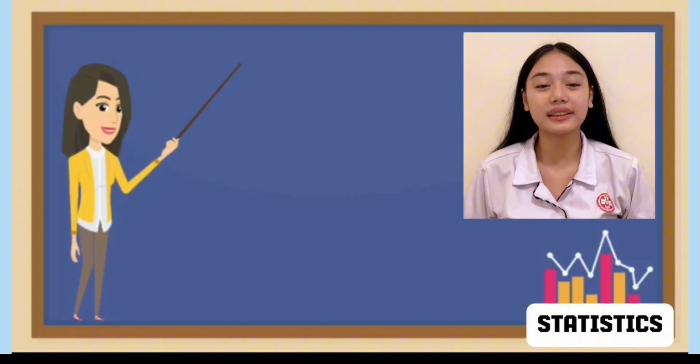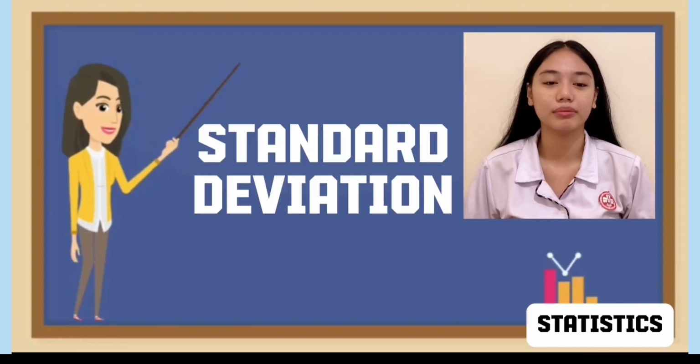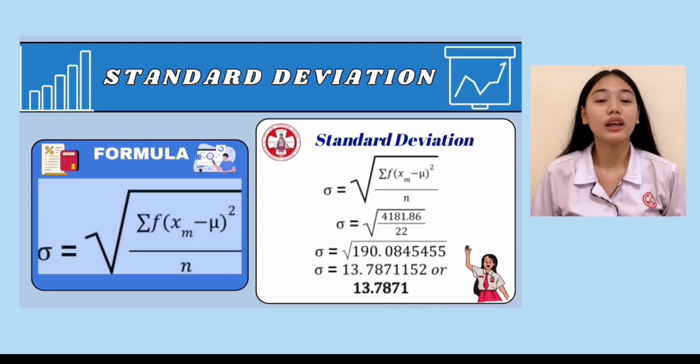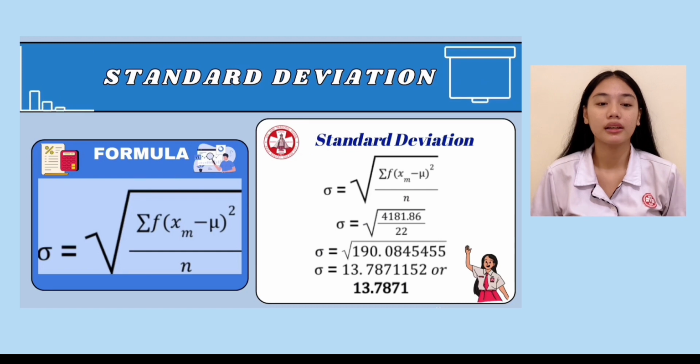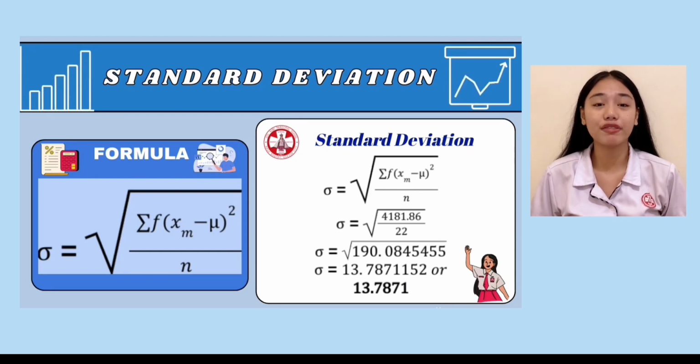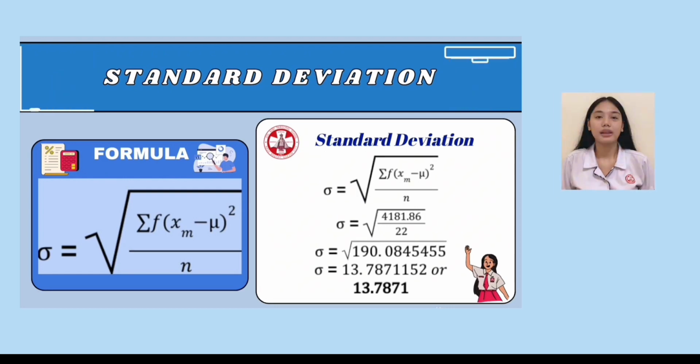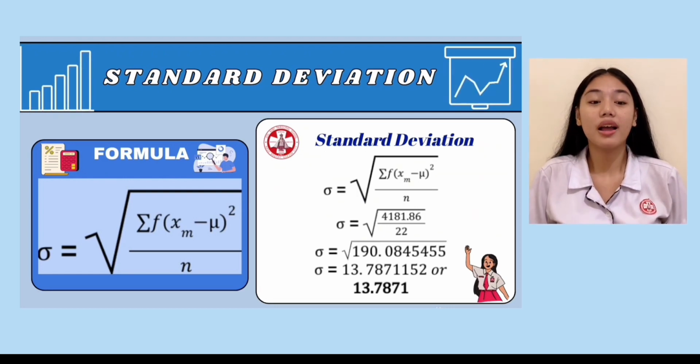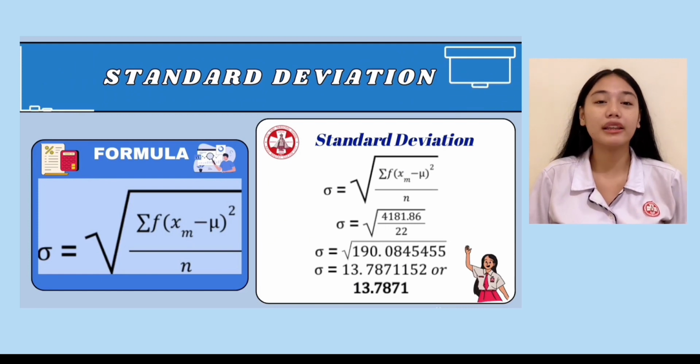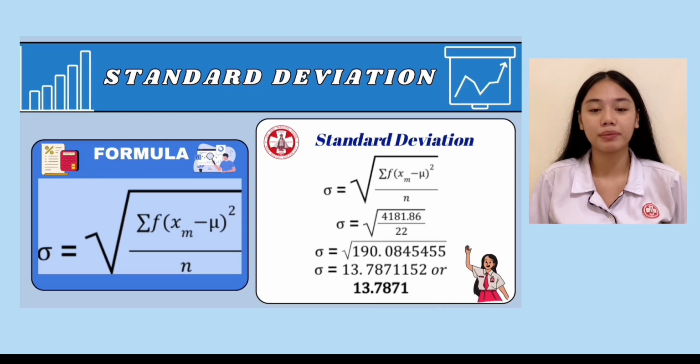Now, let's calculate the standard deviation of our data. To calculate, use the statistical formula for computing the standard deviation. The formula is standard deviation equals the square root of the summation of f times (xm minus mu) squared over the total number of frequencies. In our data, the summation of f times (xm minus mu) squared is 3,945.92 and the value of n is 24.